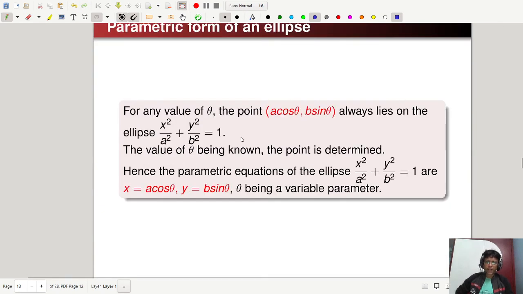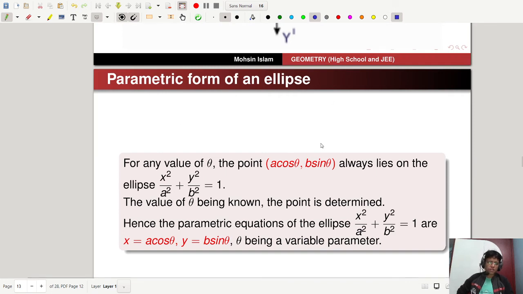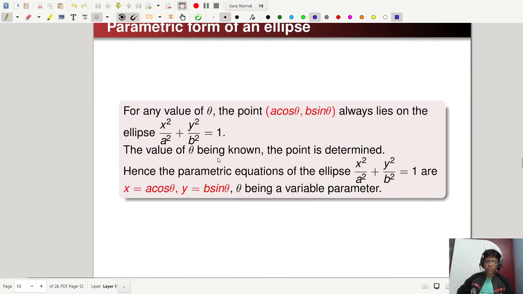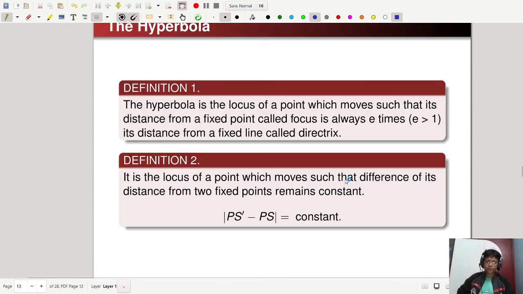And also, for the parametric form, we have seen that for a parabola the parametric form is a t square comma 2 a t. In this case, the parametric form of an ellipse is given by a cos theta comma b sin theta, which always lies on the ellipse. For any value of theta, the point a cos theta comma b sin theta always lies on the ellipse. So theta is the parameter, the parametric form of the ellipse.